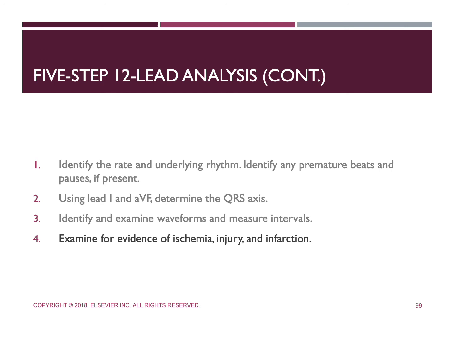So how this works is the I in "I see all leads" means inferior, and that equals leads 2, 3, and AVF. S is septal, and that's going to be leads V1 and V2. A is anterior, which is going to be leads V3 and V4. L is lateral, which is going to be leads 1, AVL, V5, and V6. And what you should do is look for the presence of ST segment displacement, for example, ST segment elevation or depression.